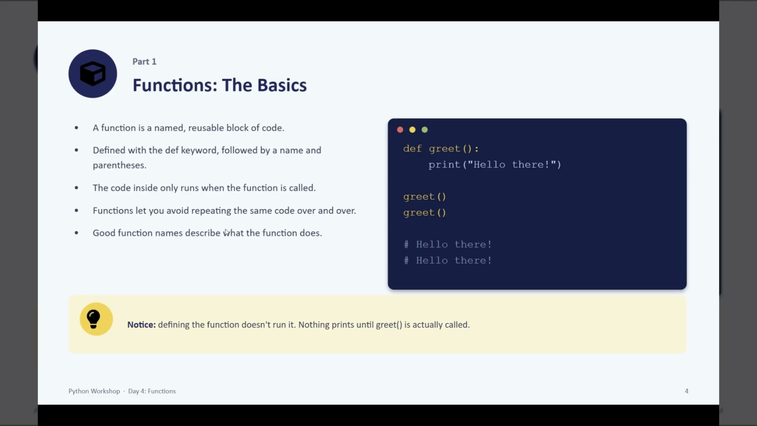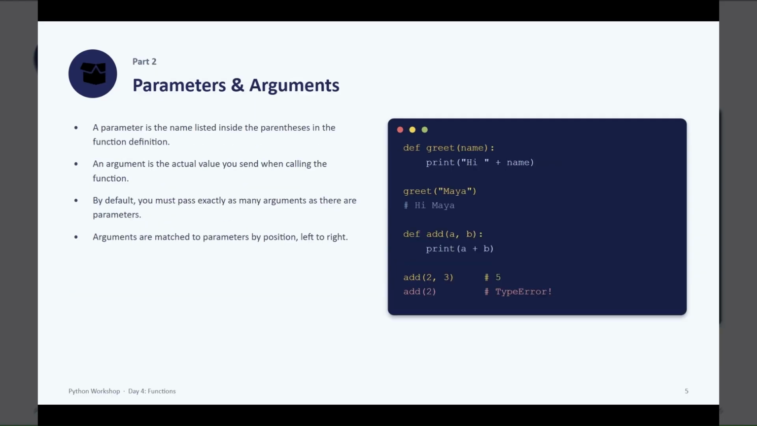Good function names describe what the function does. So make sure you're naming it so that you can understand what that function does. A parameter is the name listed inside the parentheses in a function. What does that mean? What is a parameter?